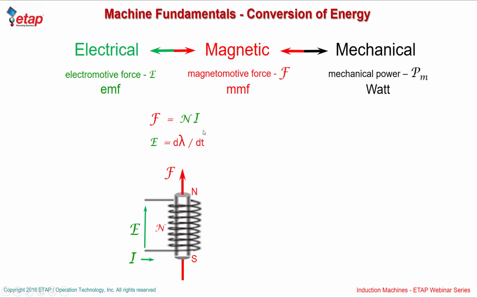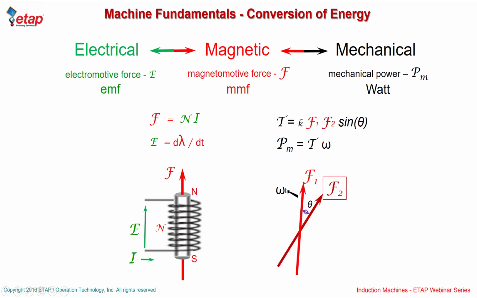The equations going from electrical: the current times the number of turns gives you MMF on the magnetic side. So I'm going from the electrical side to the magnetic side, or I can go from the magnetic side, where lambda is essentially the flux linkage going through the area of the coil. The derivative of that gives you the EMF on the electrical side.